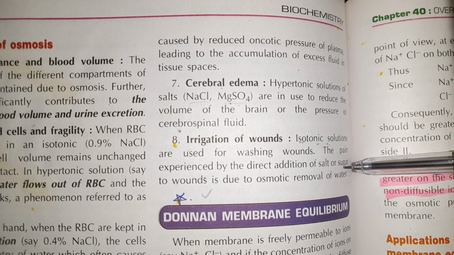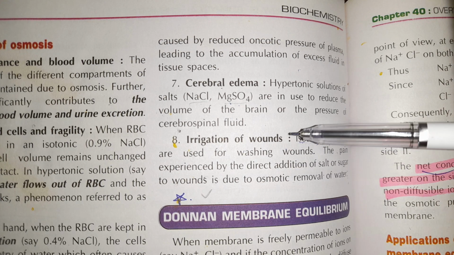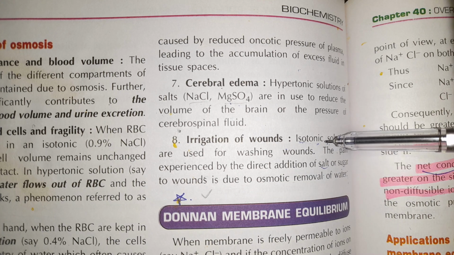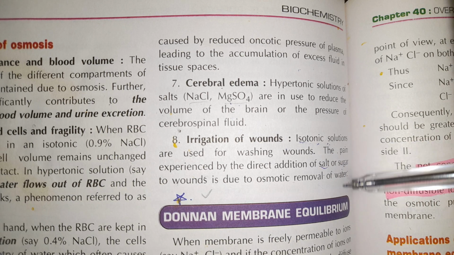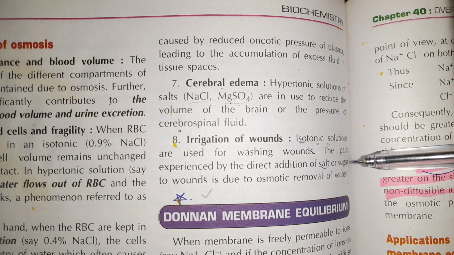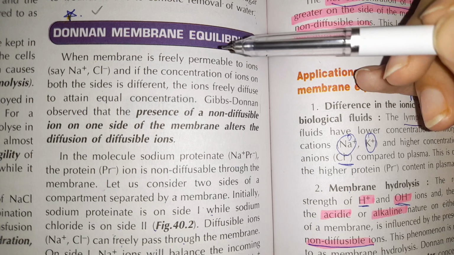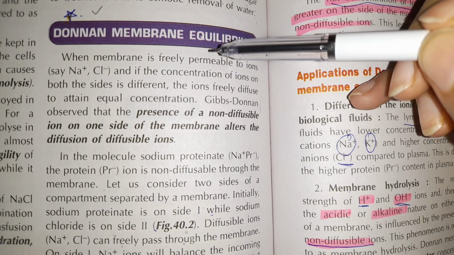The pain experienced by the direct addition of salt or sugar to wounds is due to osmotic removal of water. So we do not put salt or sugar, rather we use an isotonic solution, so there is no net movement of water into or out of the cell, and it does not produce any irritation to the patient. So we have the Donnan membrane equilibrium. That is a very difficult concept for some students, but I will explain it to you very easily. Let us move to it.